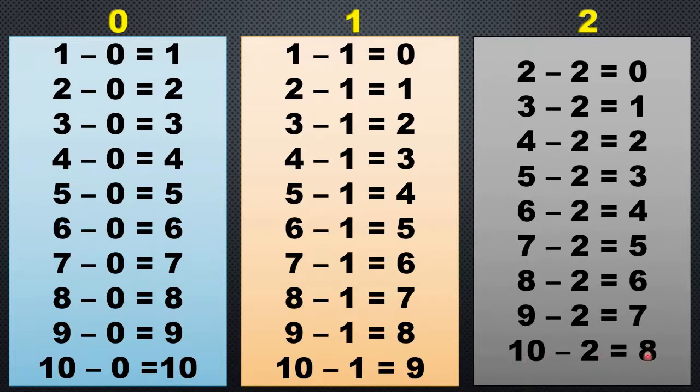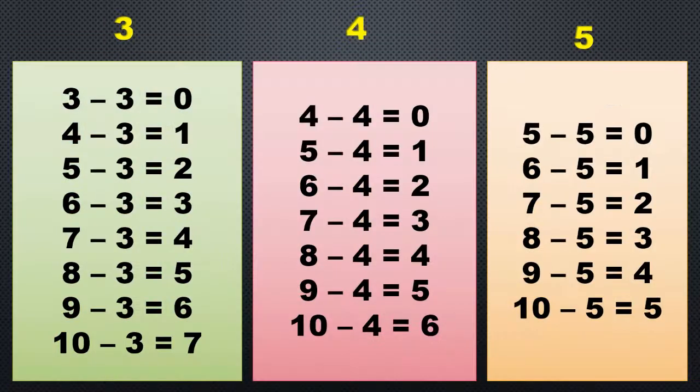Now let's see table of 3. 3 minus 3 is equal to 0. 4 minus 3 is equal to 1. 5 minus 3 is equal to 2. 6 minus 3 is equal to 3.